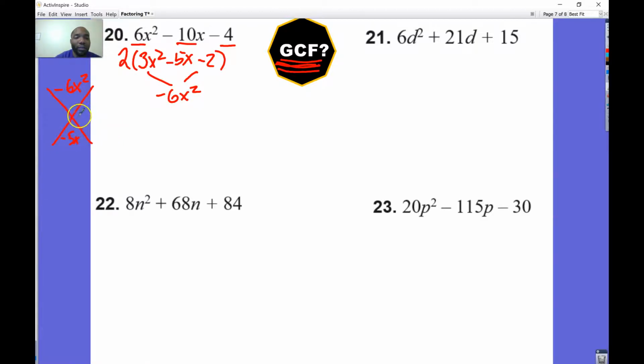So what can we multiply to get negative 6x squared and add to get negative 5x? That would be a negative 6x and a positive 1x. All right, here we go. Break you down, negative 6x plus x, and then we bring you down, minus 2, bring you down 3x squared.